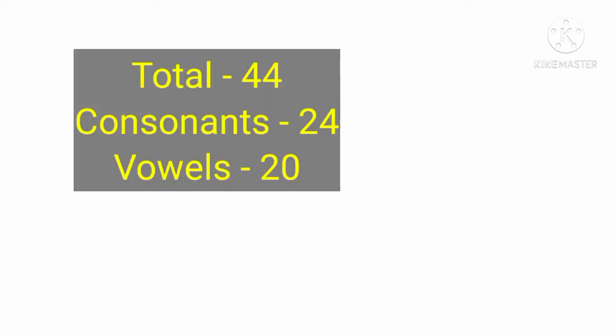In that sense, we have 44 phonemes in English, out of which 24 are said to be the consonants and 20 are said to be the vowels. Vowels are also classified into pure vowels and diphthongs. 12 are pure vowels and 8 are diphthongs. Therefore, in all, there are 44 phonemes in English.